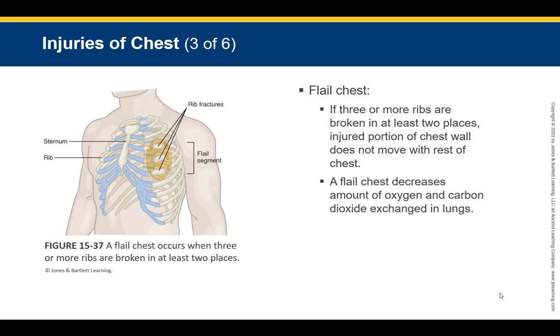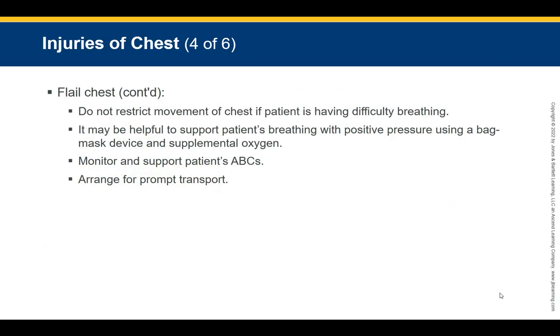So here's that flail chest I was talking about, right? 2 or more ribs broken in 2 or more places. They're saying 3 or more ribs broken in 2 or more places. Anytime that you have a chest moving in the wrong way, which is what's going to be here, I'm not going to get good movement here. I'm going to go ahead and make sure that they're not moving at all, if it is humanly possible.